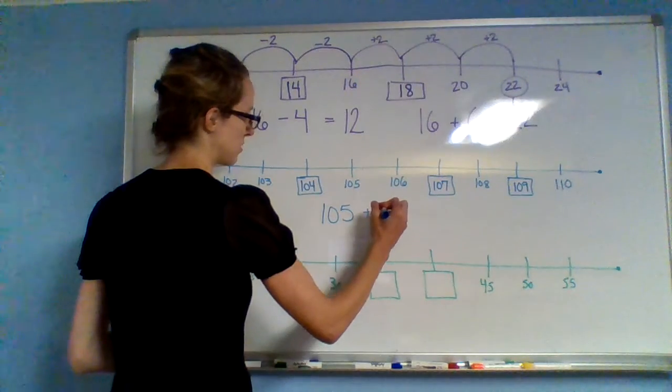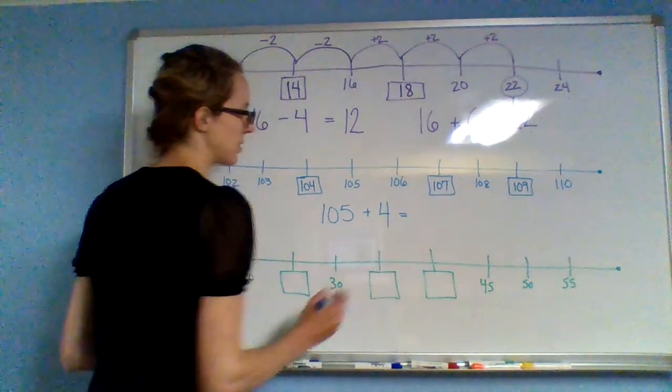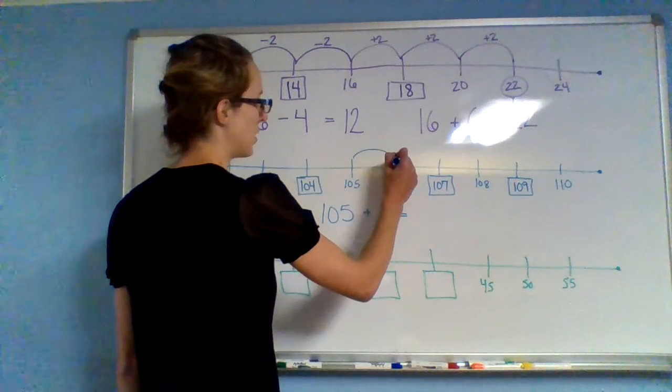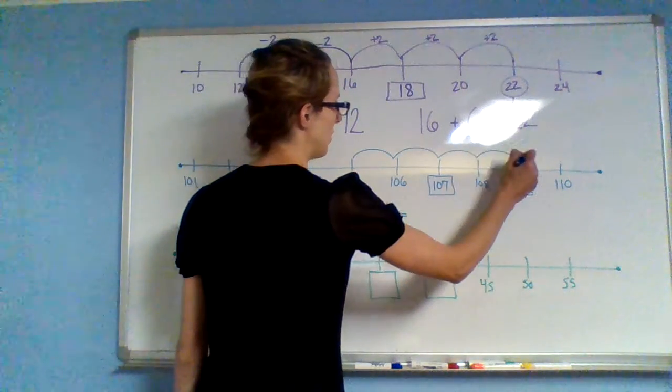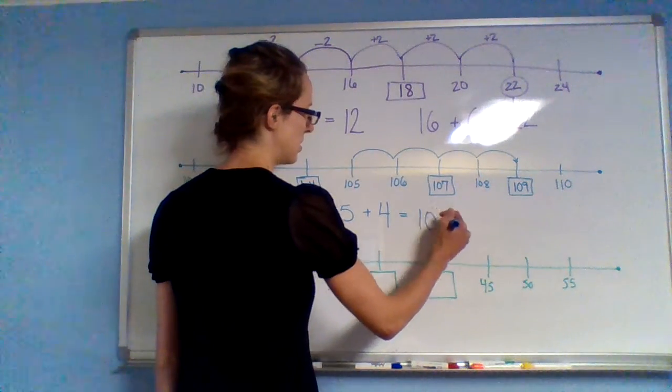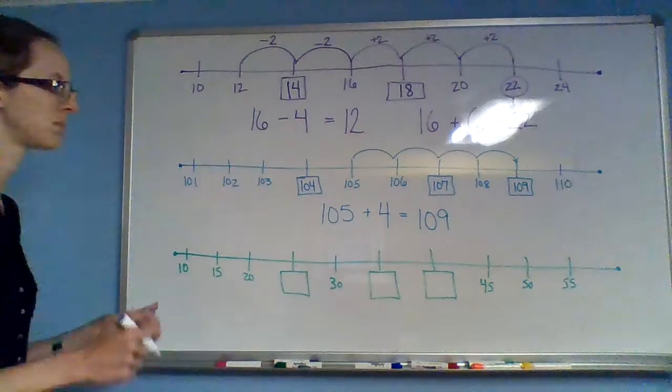105 plus 4 equals, and because these jumps are by 1, I would have to jump 4 times. 1, 2, 3, 4. 105 plus 4 equals 109.